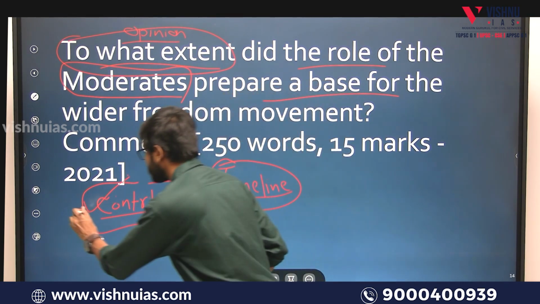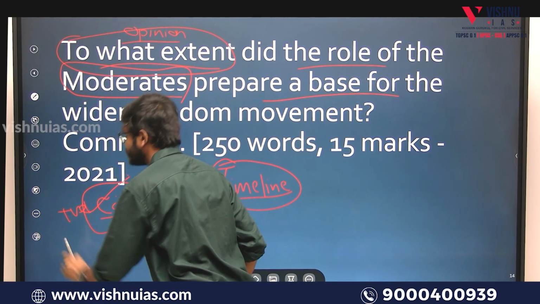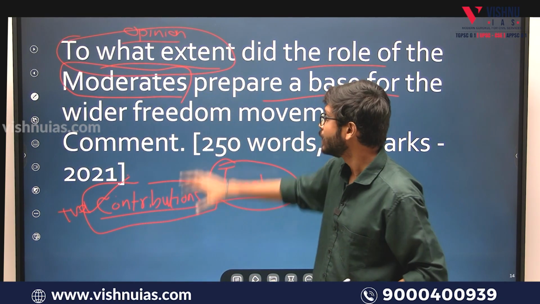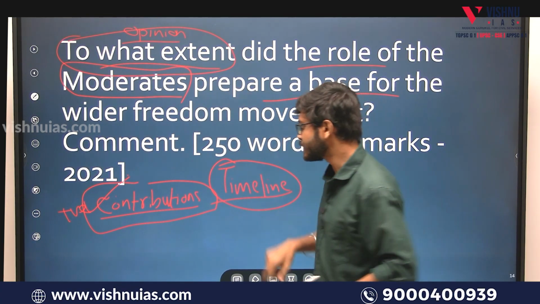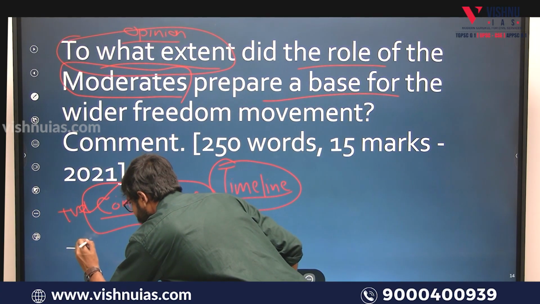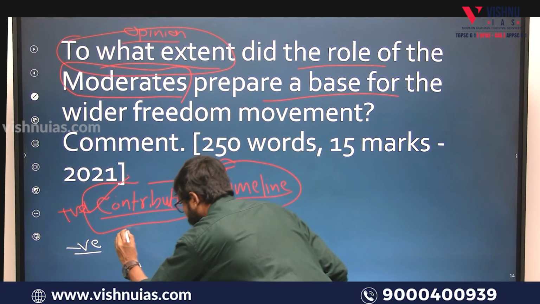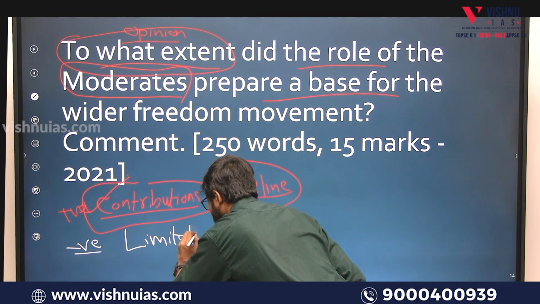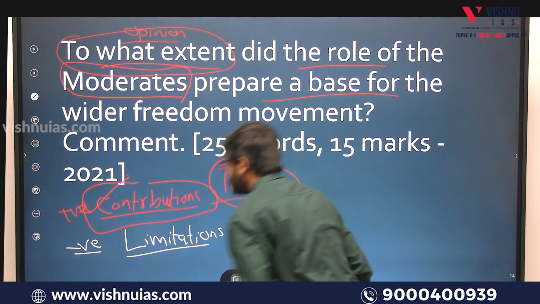What are the positive contributions of these moderates? So like that you can write it, but still, to what extent? You have to analyze it. So here you have to write the negatives also. What were the limitations? What were the limitations of these moderates?